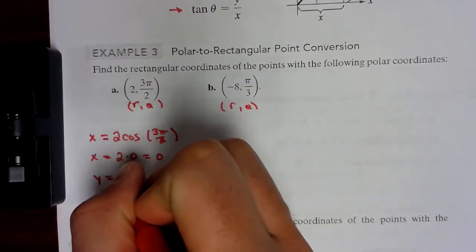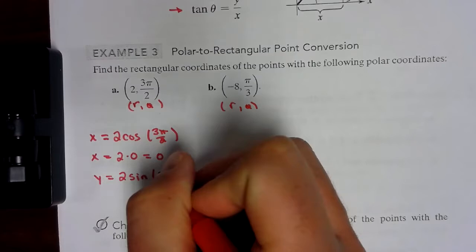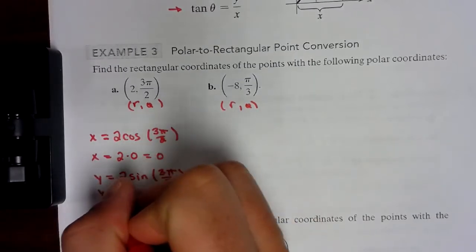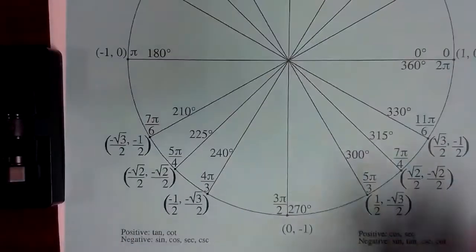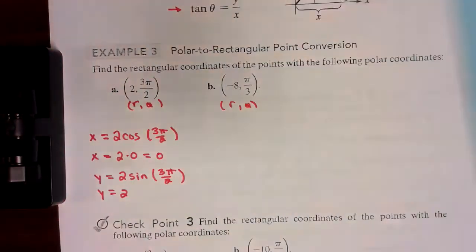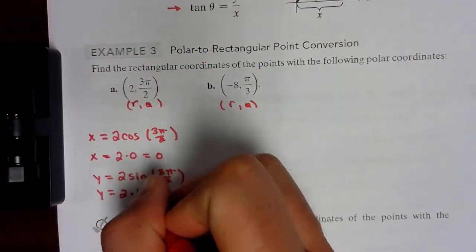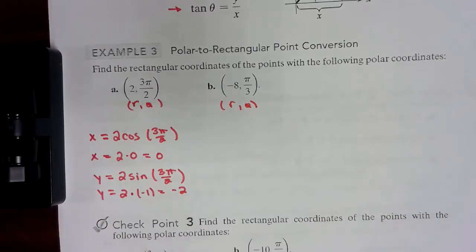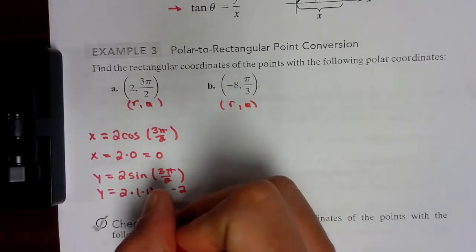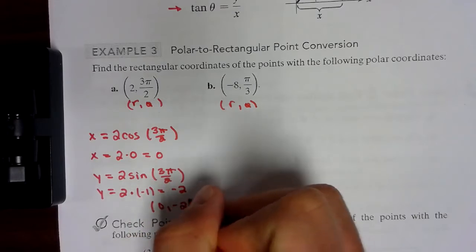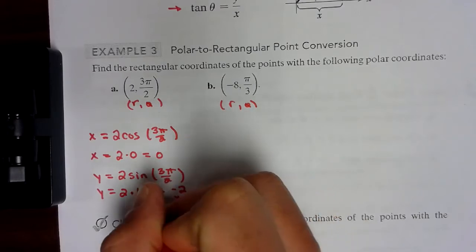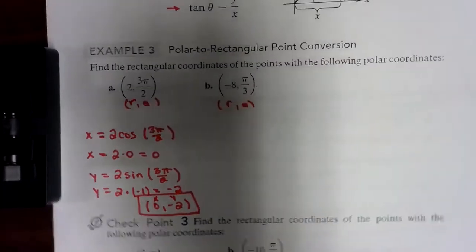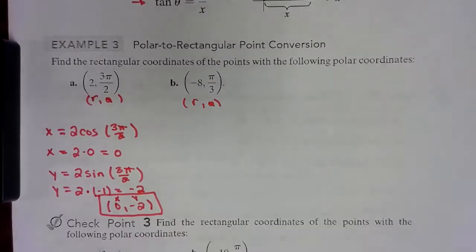Now for y, it's basically the same, just 2 sine of that theta. So 3 pi over 2. Again, on that unit circle, I'd go to the same value. 3 pi over 2, sine is the y coordinate, which is -1. So this is 2 times -1, which is -2. So 2 comma 3 pi over 2 in polar coordinates corresponds to 0 comma -2 in our rectangular coordinate plane, which is our x comma y or Cartesian plane that you are all used to. And that's it. So not too bad here.